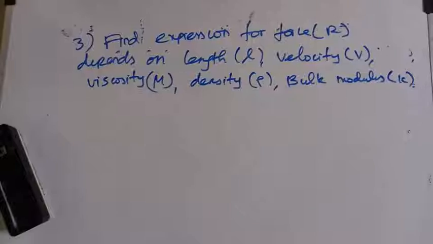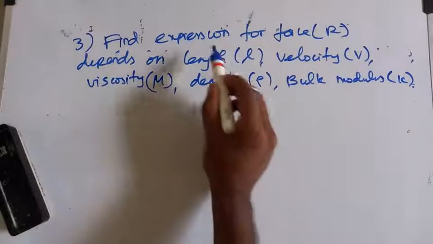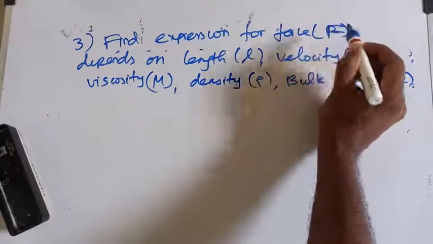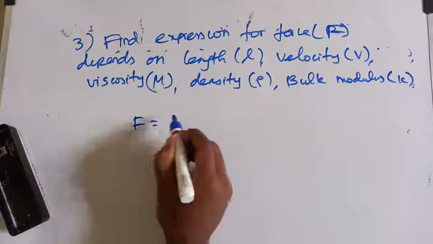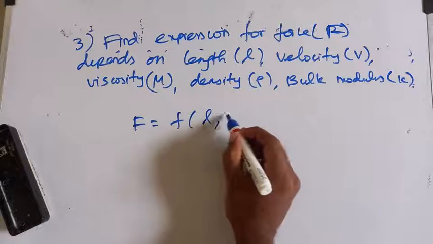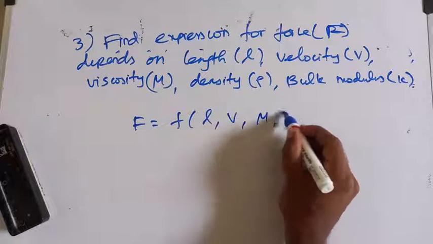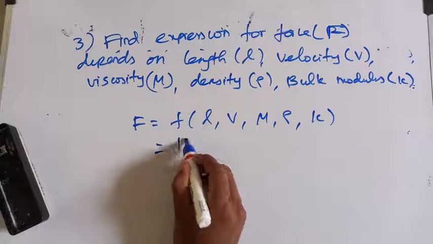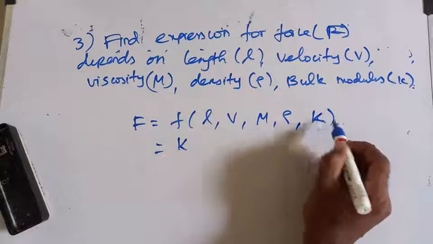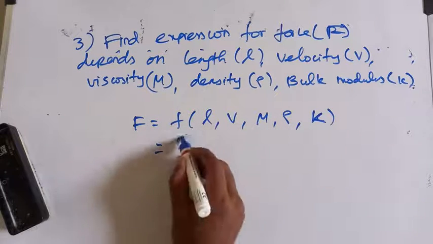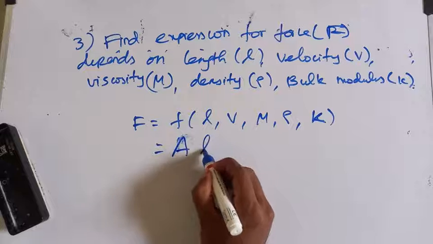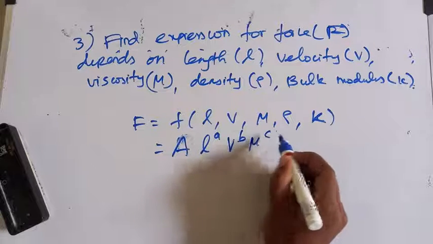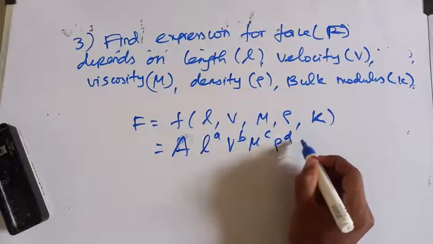Okay, here find the expression for force R. They are taking force as R, but you can take it as F also. I am taking F. F is a function of the remaining things: L, velocity, viscosity, density, K. Then I can write it as some constant. Here we are using K, so I am taking this constant as capital A to avoid confusion. L power small a, v power small b, mu power c, rho power d, k power e.